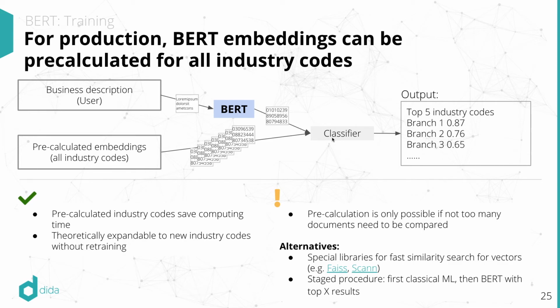One other approach one can take in such a situation is to do a staged procedure. So first do a classical fast machine learning algorithm, and then only sort or rank the top 10 or top 20 results with a BERT-based architecture.